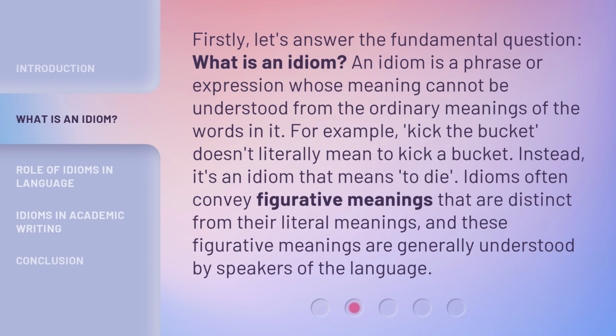Firstly, let's answer the fundamental question: what is an idiom? An idiom is a phrase or expression whose meaning cannot be understood from the ordinary meanings of the words in it. For example, kick the bucket doesn't literally mean to kick a bucket. Instead, it's an idiom that means to die. Idioms often convey figurative meanings that are distinct from their literal meanings, and these figurative meanings are generally understood by speakers of the language.